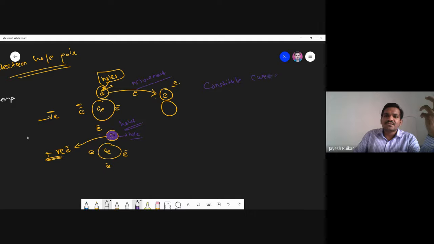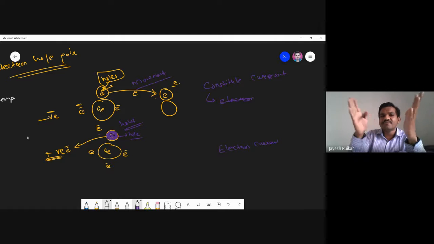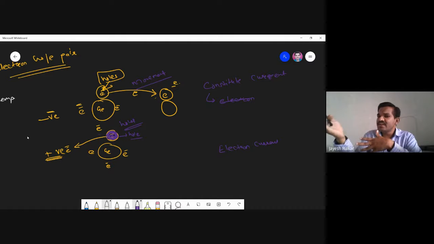The current associated with the electron is called electronic current or electron current. Current means what? Movement of charged particles. If they are negatively charged particles, that means electrons. So electrons are moving, movement of electrons will be there, so they constitute a current, and that current we are calling electron current.